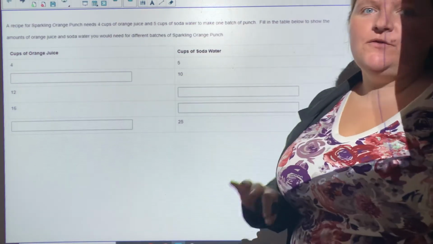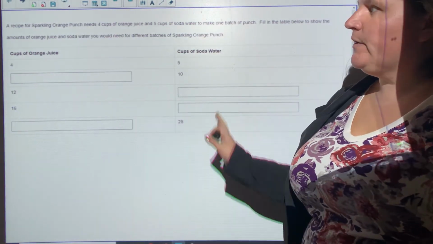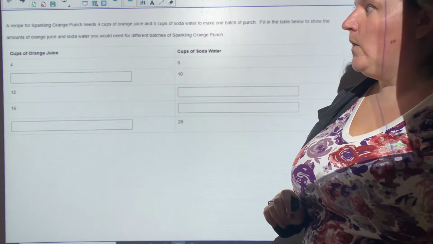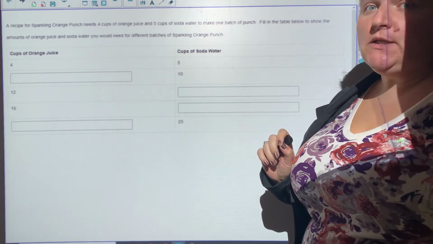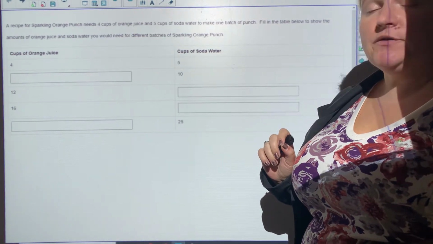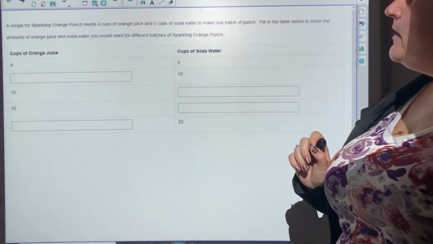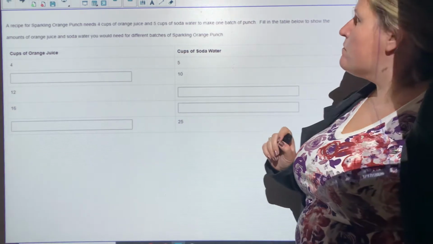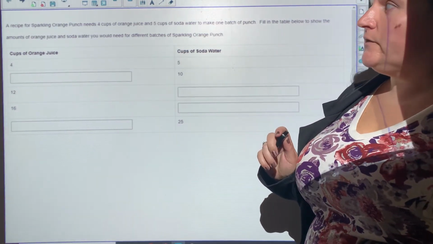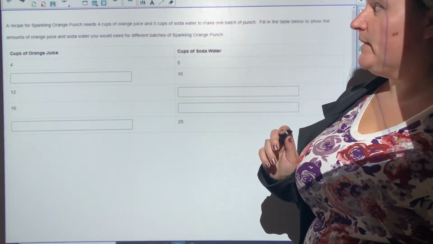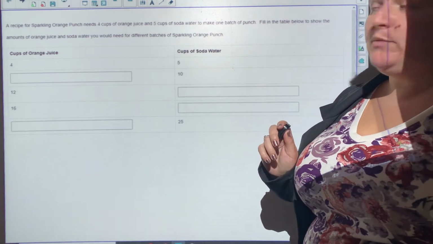All right, it's okay if you can't see me so well, but I'm going to show you how we solve problem one. Problem one says a recipe for sparkling orange punch needs 4 cups of orange juice and 5 cups of soda water to make 1 batch of punch. Fill in the table below so that you have the amounts of orange juice and soda water you would need for different amounts of batches of sparkling orange punch.